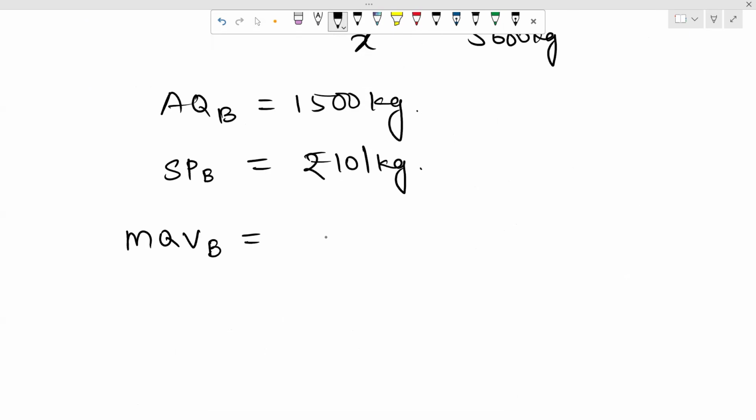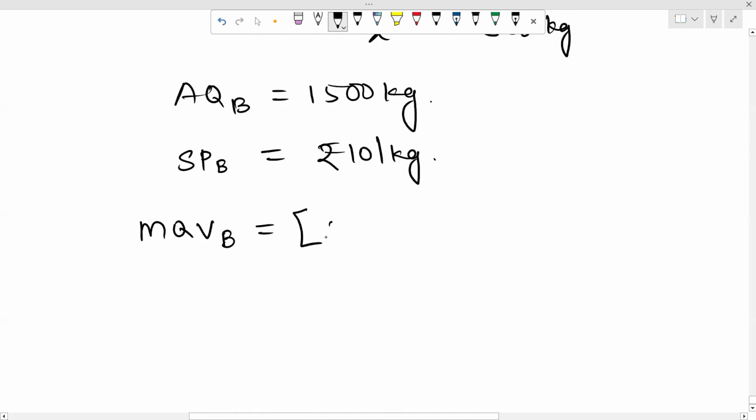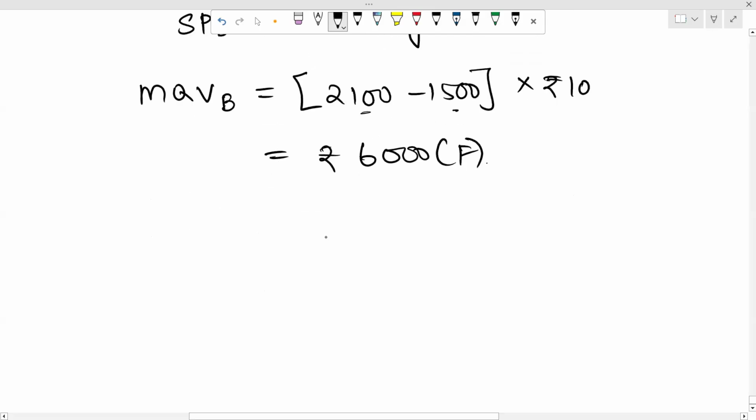Material quantity variance of B is equal to standard quantity is 2,100 kg minus actual quantity is 1,500 into standard price is rupees 10 per kg. So it is 600 into 10, we get rupees 6,000, which is positive, so it is favorable. And why is it favorable? Because we should have consumed 2,100 kg of raw material B as per standard, but we consumed only 1,500 kg of raw material B. So it is a favorable variance.